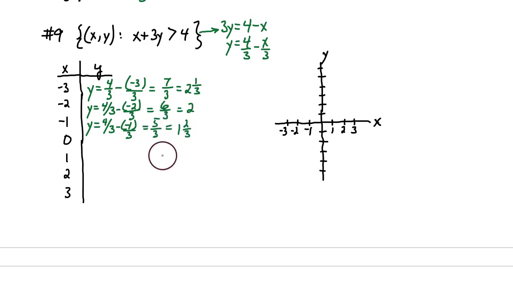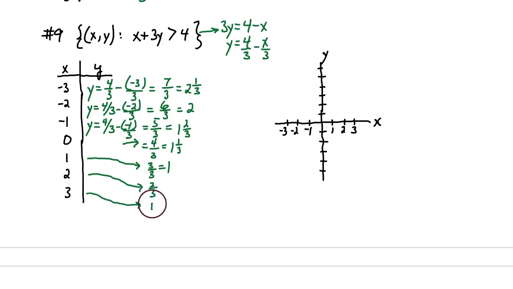Do you see the pattern so that we can save a little bit of time? This next row would turn out to be 4/3, which as a mixed number is 1 1/3. This next row turns out to be 3/3, which is 1. This next row would turn out to be 2/3. And the last row would turn out to be 1/3.